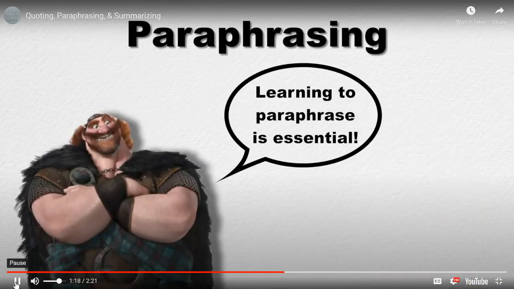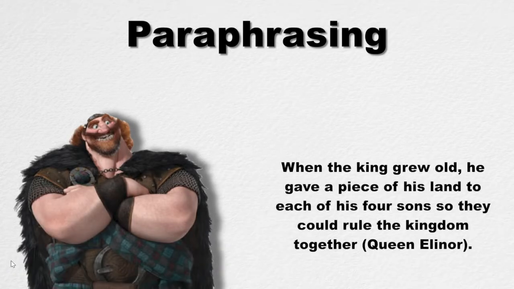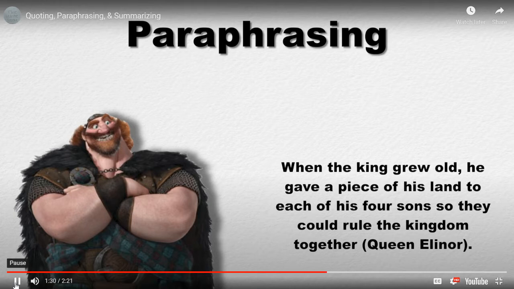Now let's move on to paraphrasing. If we were to paraphrase this passage, we'd say something like, "When the king grew old, he gave a piece of his land to each of his 4 sons so they could rule the kingdom together." And once again, we're going to put Queen Eleanor's name at the end to show that we are taking from her work. So it says the same thing, but because it's not exact, we don't use quotation marks, but we still give the speaker credit so that they know that this isn't your original thought, like it's from this person, but it is in your own words.